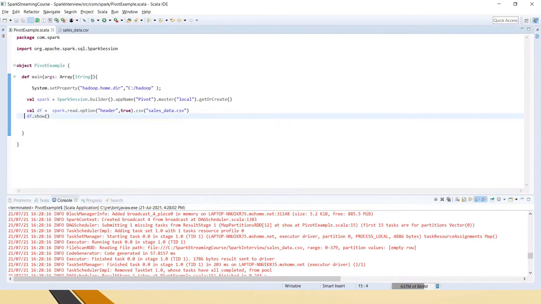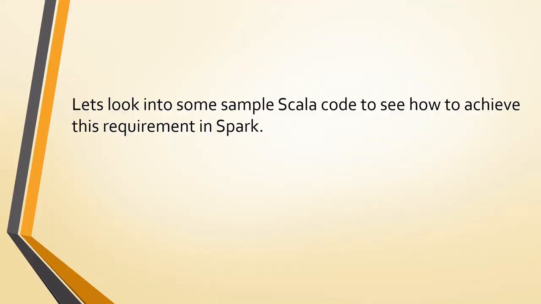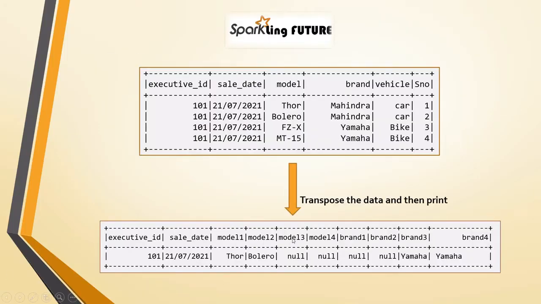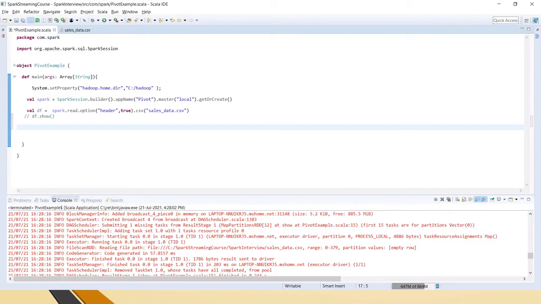So out of this, now what we have to do is, first we have to append the names to get like this: model 1, model 2, model 3, model 4 and brand 1, brand 2, brand 3, brand 4. So we have to concatenate the literal model with the serial number, how many sales he has done. Based on that we have to do, right?